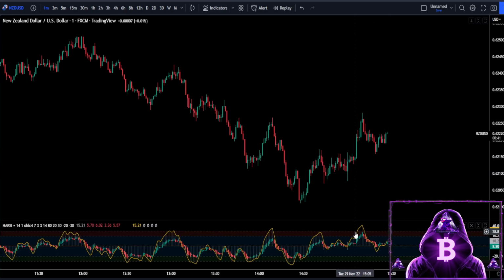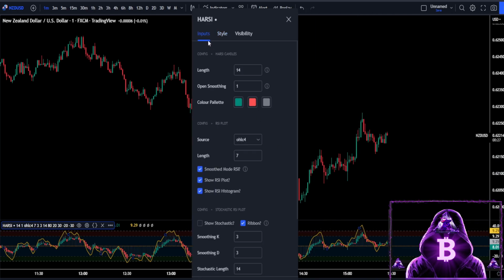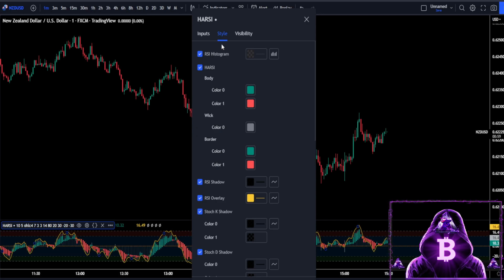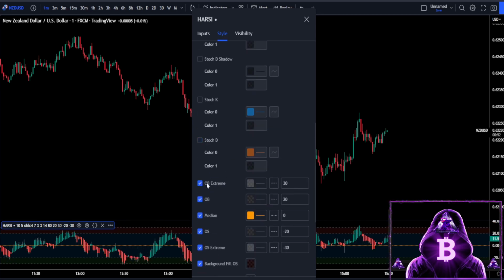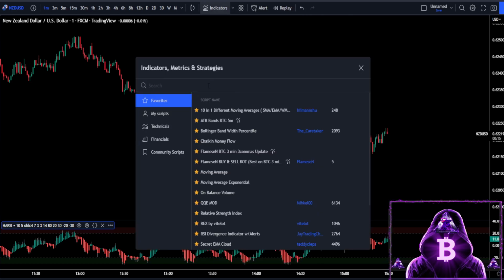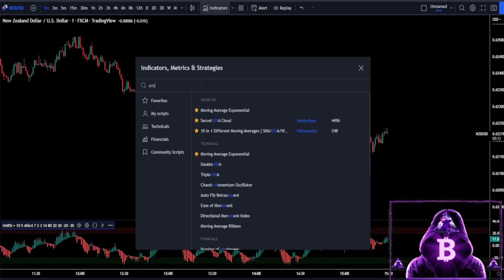Now let's double click on it, and in the input section, change the length from 14 to 10 and the open smoothing from 1 to 5. Then we're going to head across to our style section here and hide some of the options just like I'm about to do. And the reason that we made these changes to this indicator is to make it a little more smooth and easier to read.